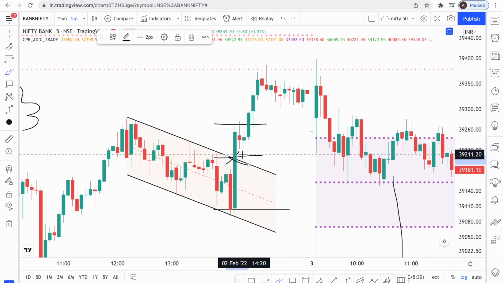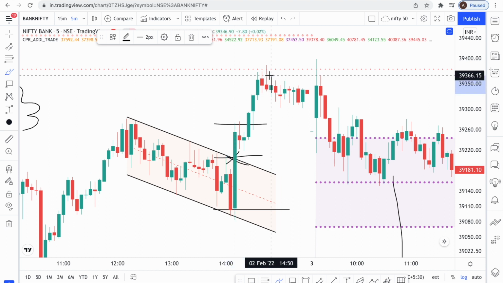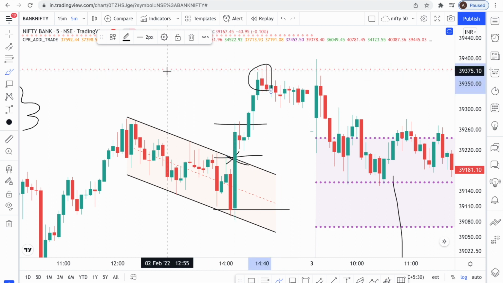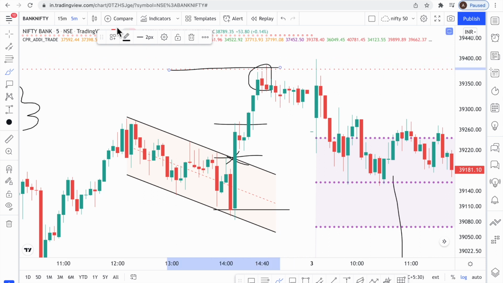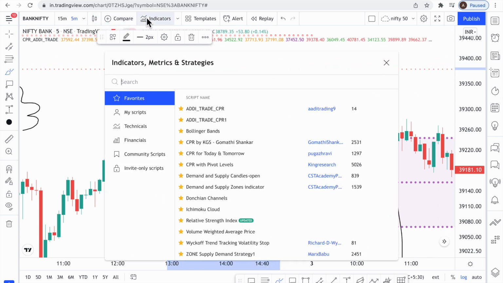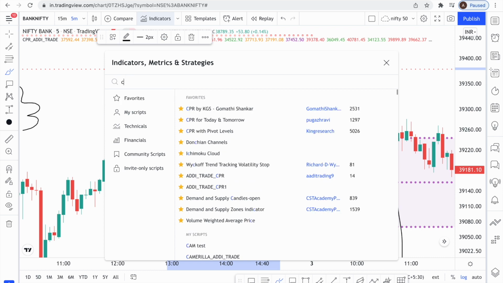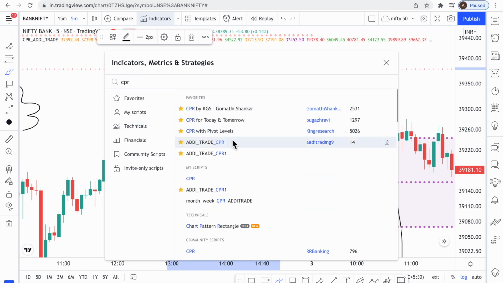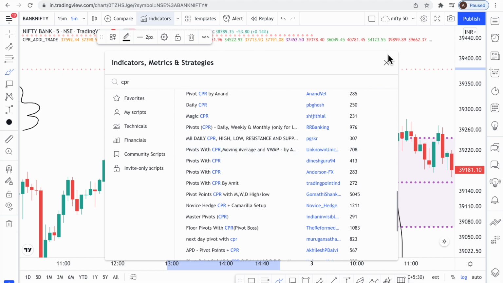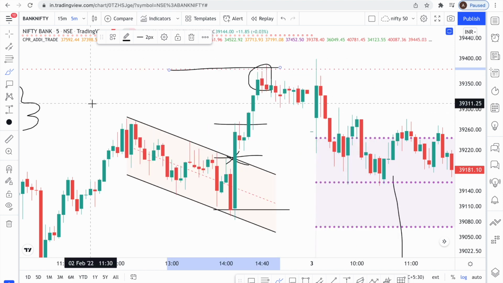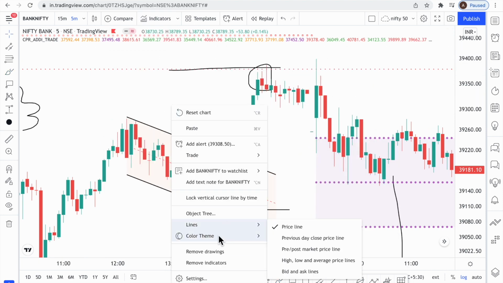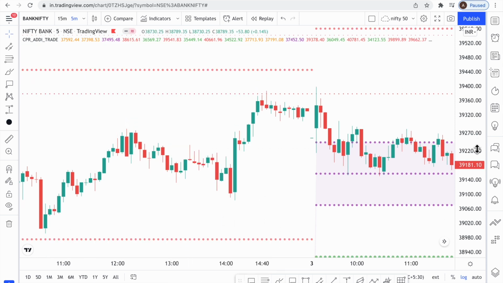And if somebody had entered, a good exit would be after this bearish candle at a monthly pivot. Now, how to add this monthly CPR and all that, you can search for many indicators. If you just type CPR, there are many free indicators which give monthly, daily, weekly CPR levels. What I use is customized. It is not advertised in TradingView. We won't find it.